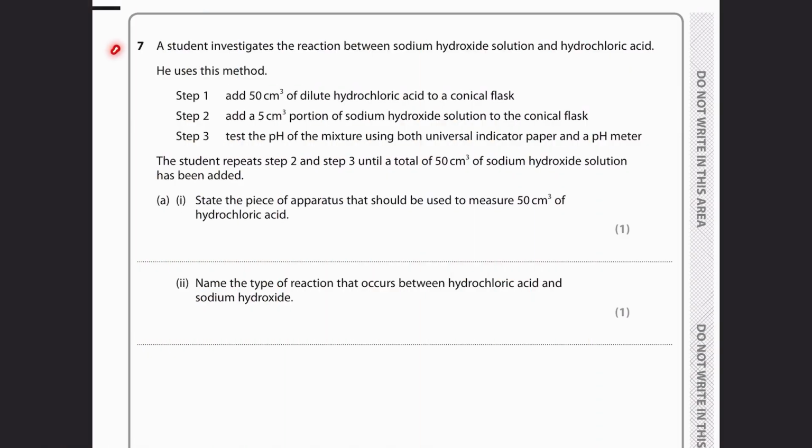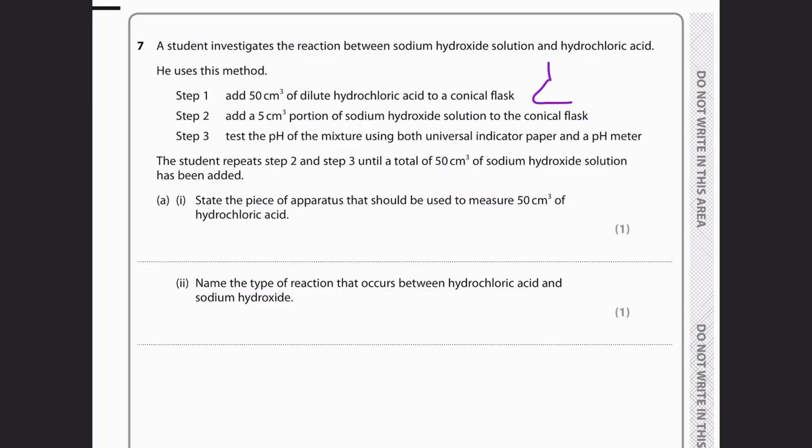Okay, question 7. A student investigates the reaction between sodium hydroxide solution and hydrochloric acid. He uses this method. Step 1, he added 50 cm cubed of dilute hydrochloric acid to a conical flask. Let's draw that out so that you can really see it.